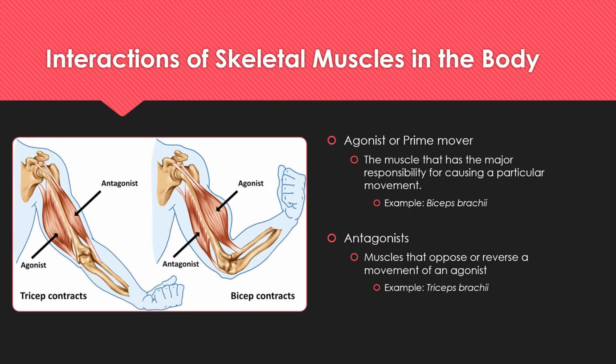With interactions in the skeletal muscles of the body, you might have heard of things like push, pull, or opposites. So let's give them their actual official names. We have the agonist, or the prime mover, and that's the muscle that has the major responsibility for causing a particular movement. The antagonist is the muscle that is going to oppose or reverse that movement. The example I have here is your arm, your bicep and your tricep, and they actually both work as an agonist and an antagonist. It just depends on what you're moving. If you're flexing your bicep, you're acting as the agonist because you're the primary muscle moving. The antagonist, which is working in the opposite effect, would be your tricep.